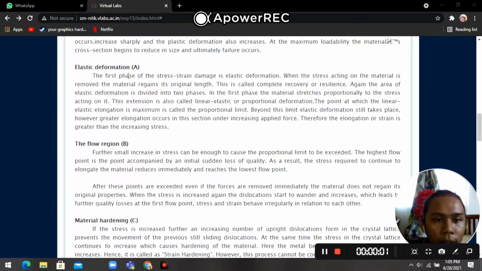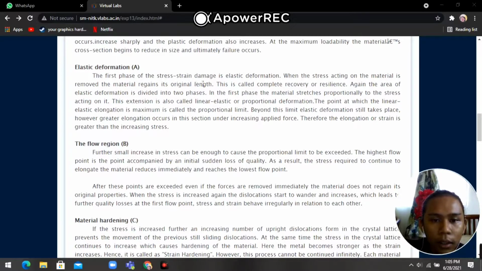Elastic deformation, A. The first phase of the stress strain diagram is elastic deformation. When the stress acting on the material is removed, the material regains its original length. This is called complete recovery or resilience.